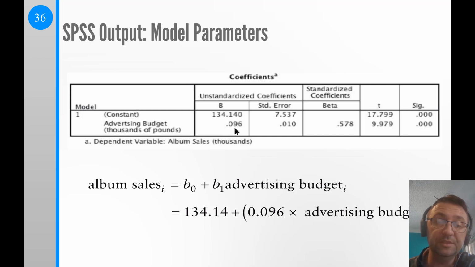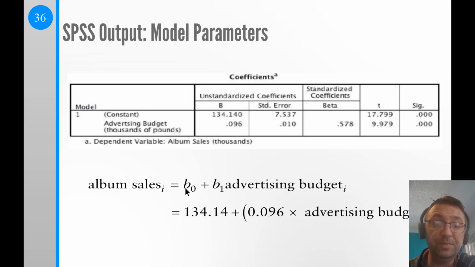And then for every 1,000 pounds of advertising budget spent, there is another 0.096, measured in thousands of album sales. What is 0.096 times 1,000? I think that is 96. So basically you spend 1,000 pounds, you sell another 96 records on average.